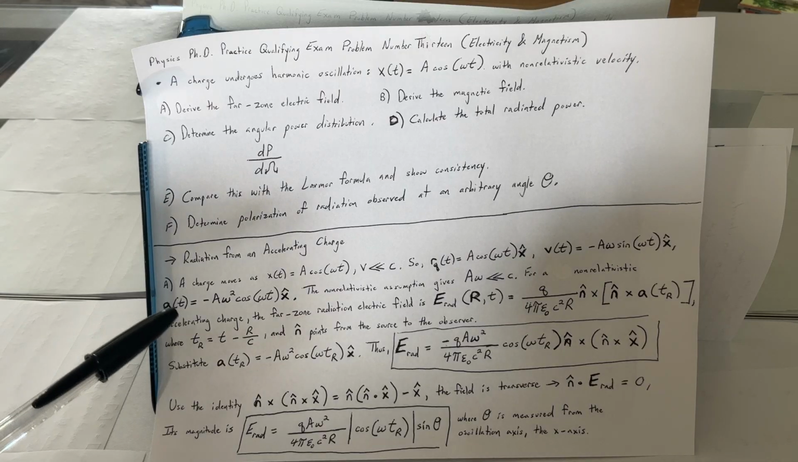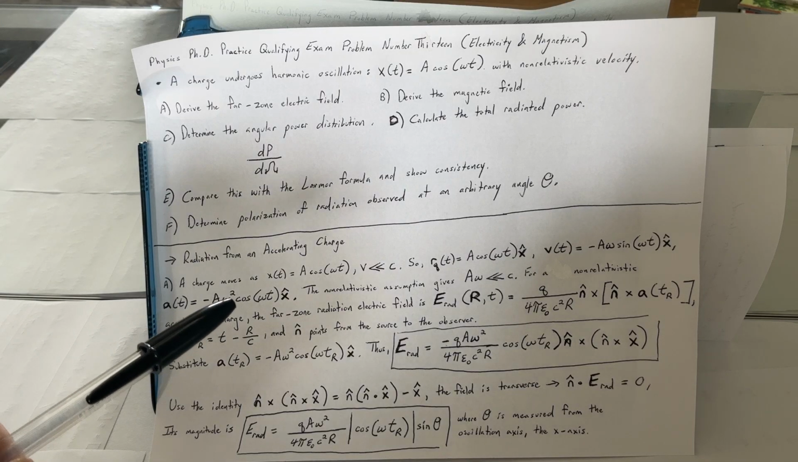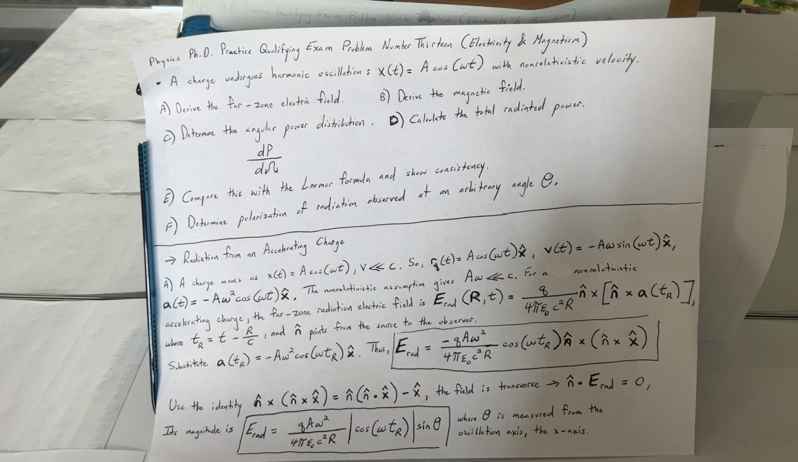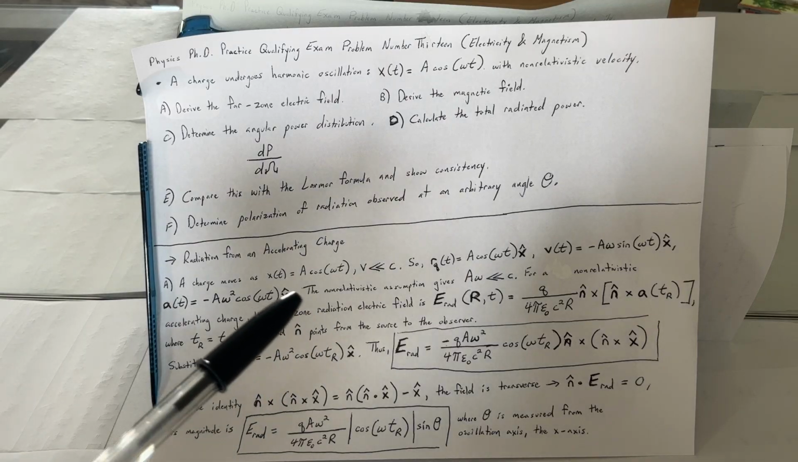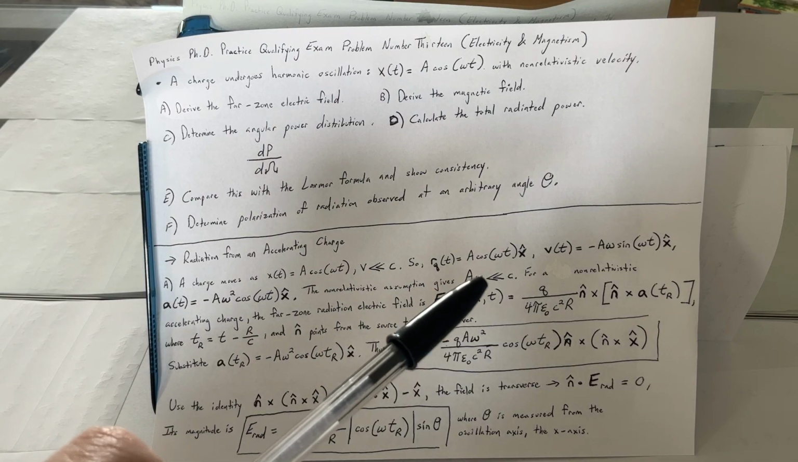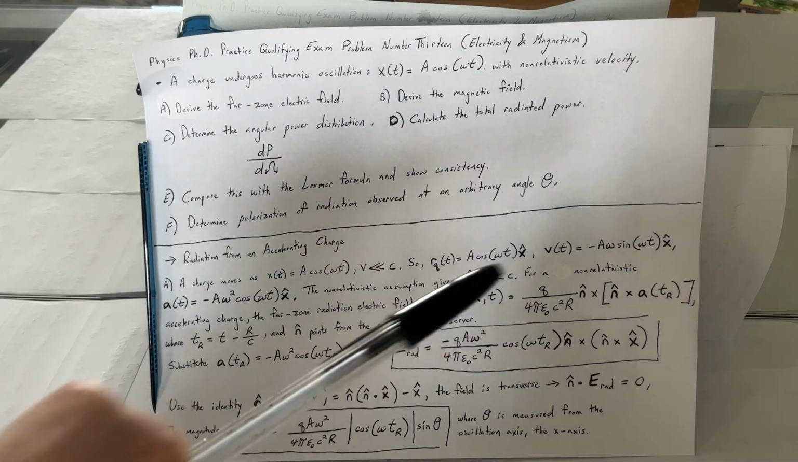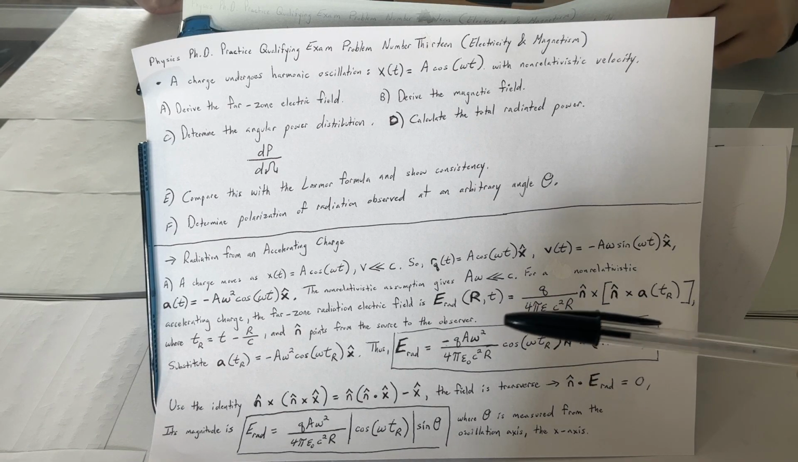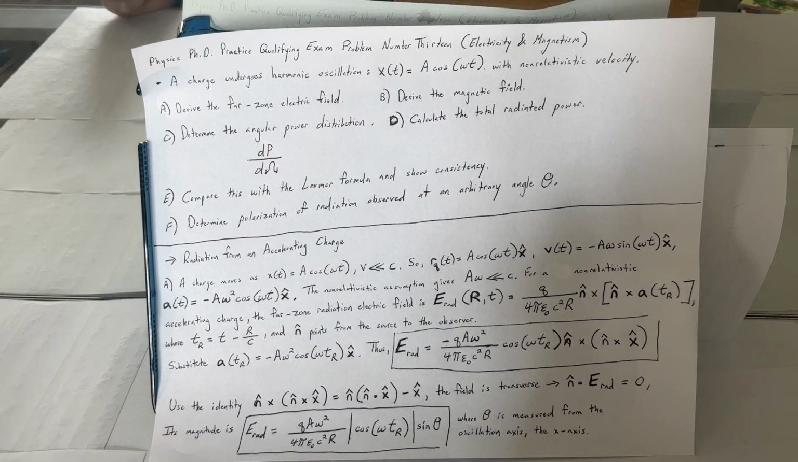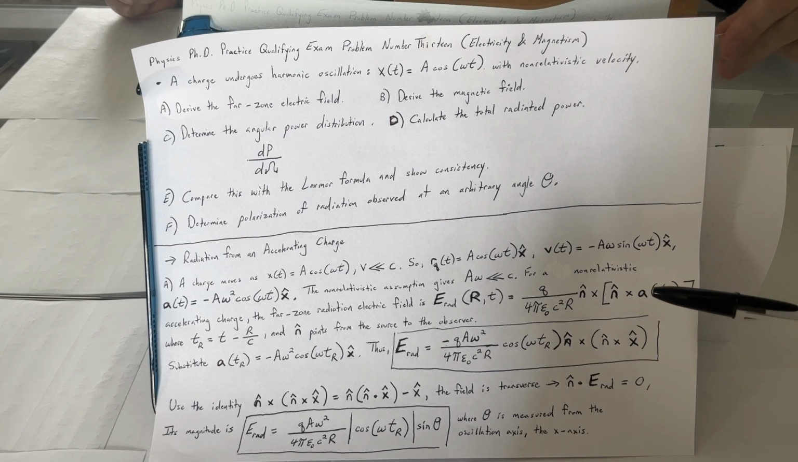And then our acceleration, a of t equals negative a omega squared cosine of omega t x hat. The non-relativistic assumption gives that a omega is much less than c. And for a non-relativistic accelerating charge, the far zone radiation electric field is E sub RAD of r, t equals Q over 4 pi epsilon naught c squared r, n hat crossed with bracket n hat cross a at t sub R bracket.